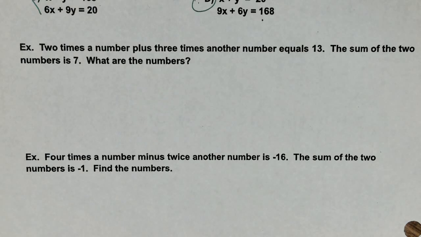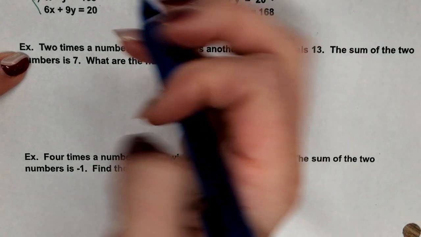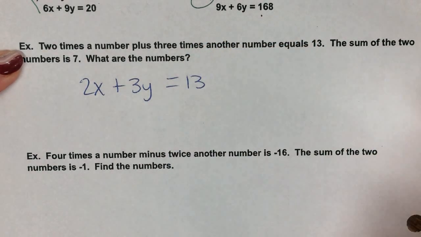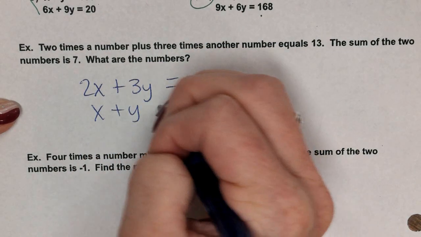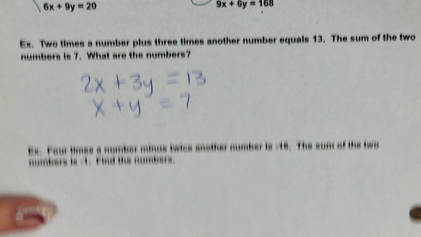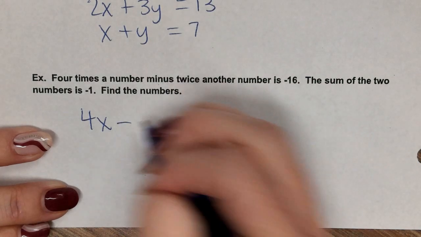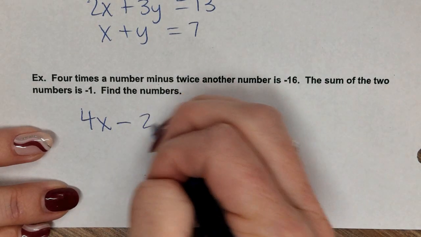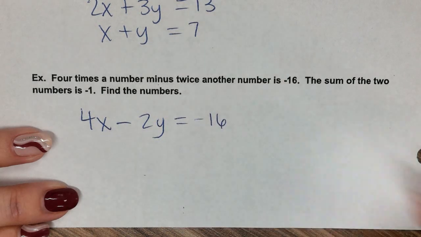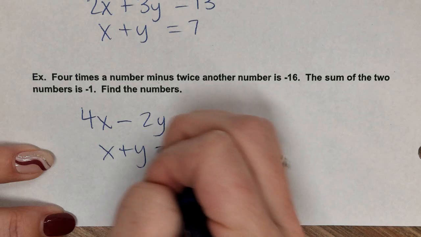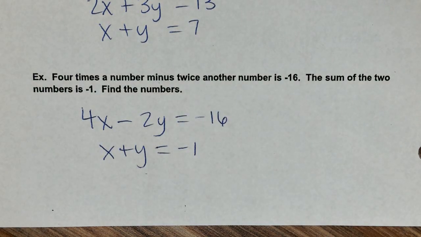All right, let's make sure you set up correctly. You should have had 2 times x plus 3 times y equals 13, and x plus y equals 7. Yes or no? Yes. The bottom one, you should have had 4x minus twice the other number, so minus 2y equals negative 16. And then the bottom one, the sum of them is negative 1, so x plus y equals negative 1. And then you would multiply and then set it up. Yes? Yes.